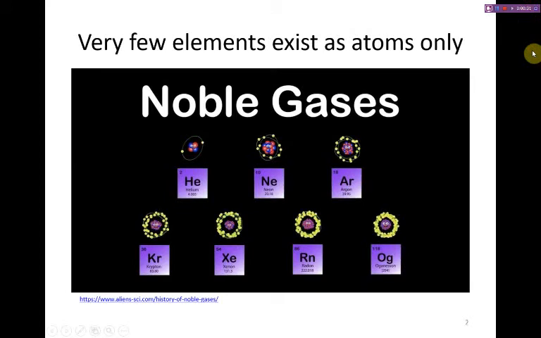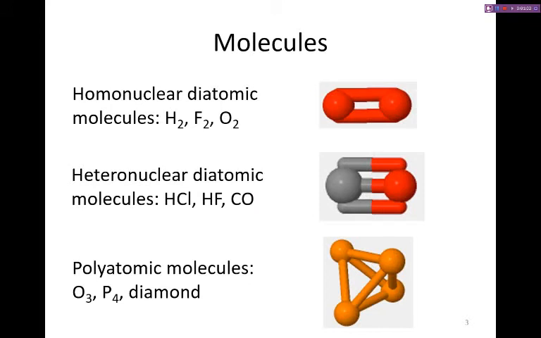Up until this point, we've talked about atoms. We've talked about protons, electrons, and neutrons and how they combine together to form atoms and elements. But it turns out that there's very few elements that exist only as atoms. Those are really only the noble gases, and not even all of the noble gases will exist solely as atoms. In other words, almost every single element on the periodic table prefers to form bonds. And when they do this, they form what are called molecules or compounds.